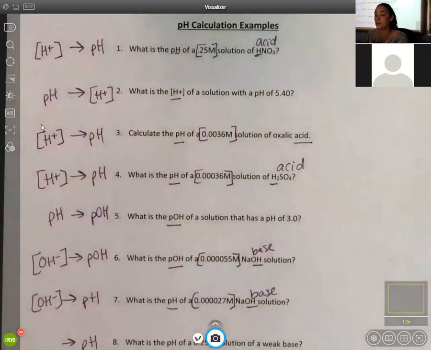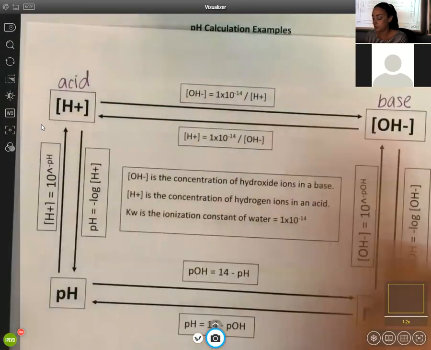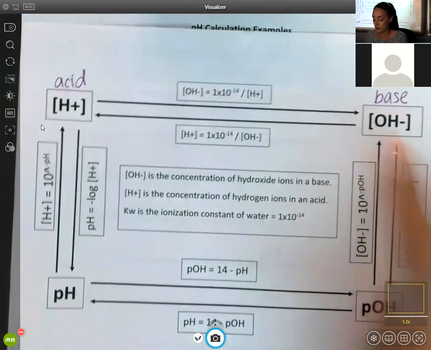Is it just an H by itself, or is it OH? And that's an acid, just an H. OH is a base. And so that's how you know if you're starting here or if you're starting here. Okay.